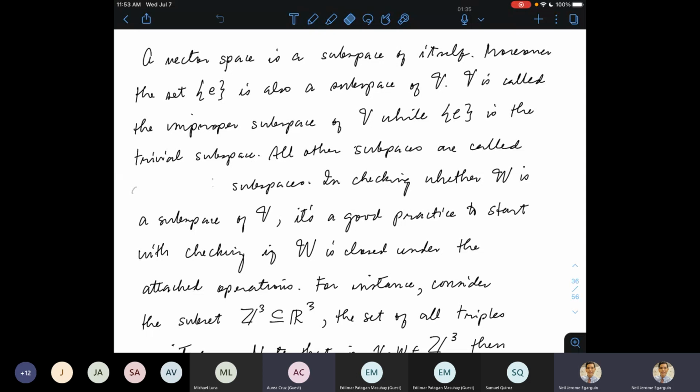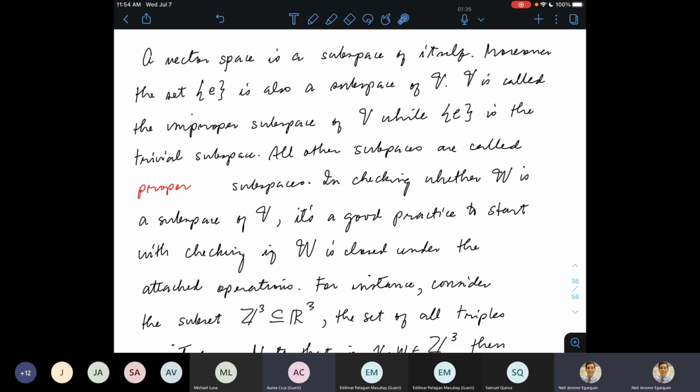Yeah, maybe let's change this. And then I need to go back to those which I graded already. So these are called proper subspaces. Yeah. So please correct your copies of the module. On page 36, instead of non-trivial subspaces, let's call them proper subspaces. So all other subspaces of a vector space, other than the trivial and the improper subspace, would be called proper subspaces.